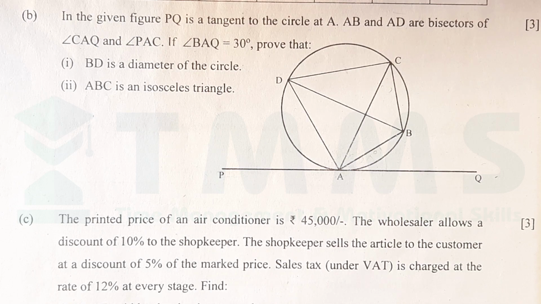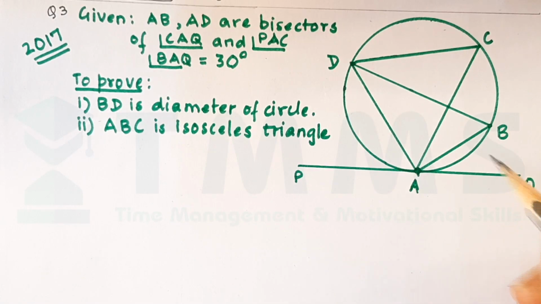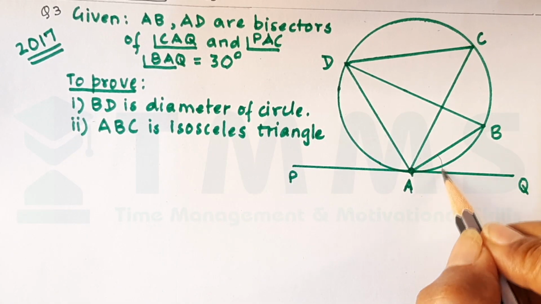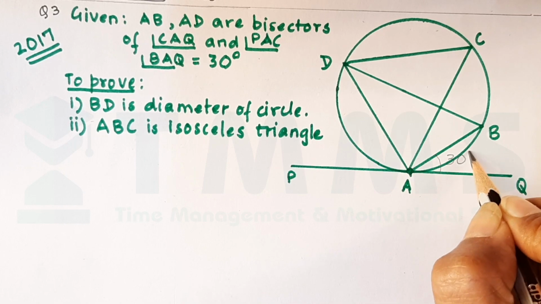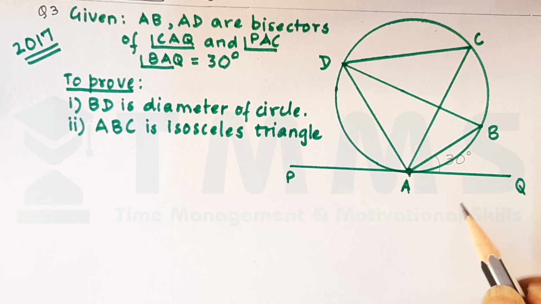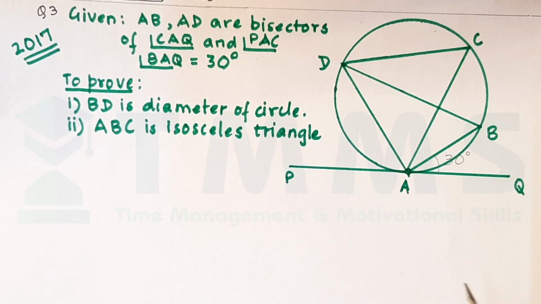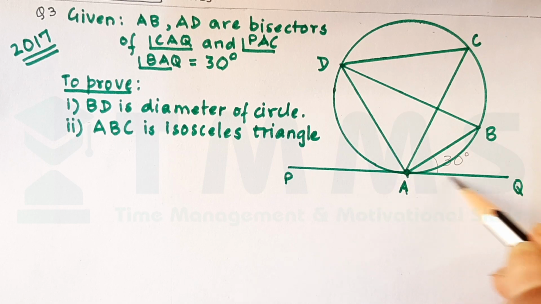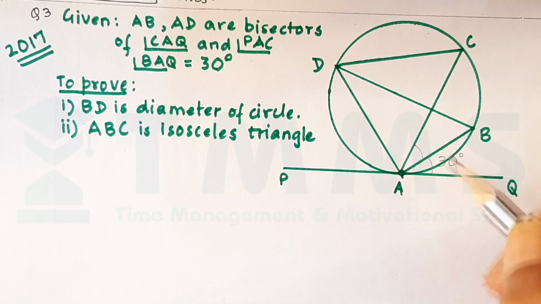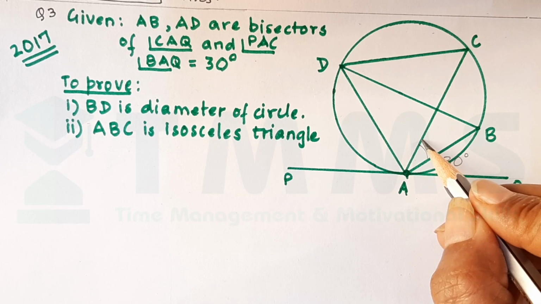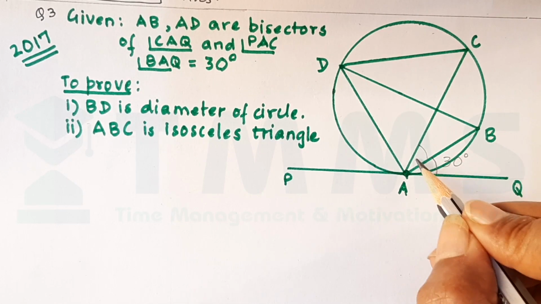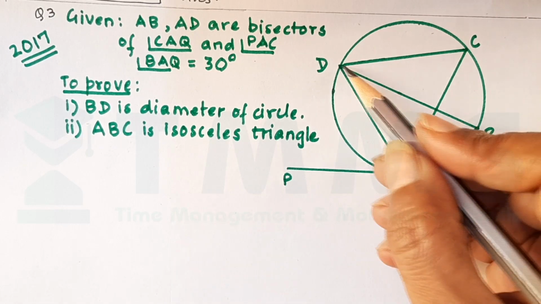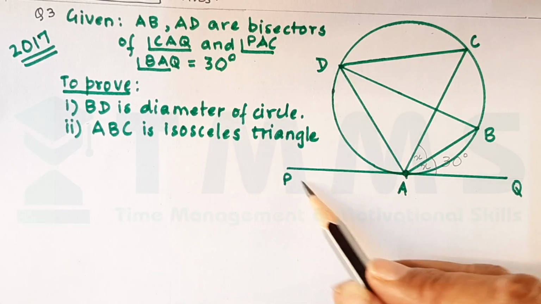As usual, first we will draw the diagram. Okay, so we have drawn the diagram. Now, BAQ is this angle. This is 30 degrees. I'm writing here 30 degrees. Also, we know that AB and AD are bisectors. AB is the bisector of CAQ, which means this angle and this angle, they are equal. So I'll show them with single ring. This is X degrees, this will be X degrees, okay? Now, AD is the bisector of angle PAC.